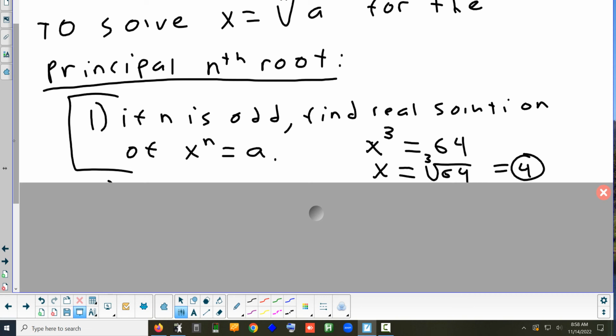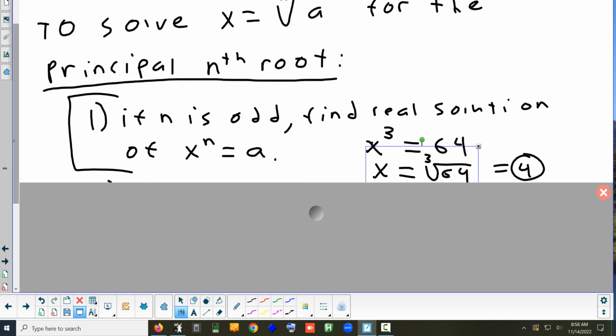Now, the number that's under here, the radicand, 64, could be a positive or a negative. You can do cube roots of positives or negatives, and that's not a problem. Yeah? So the principal root is the real solution, right? Yeah, we don't want any imaginary solutions.